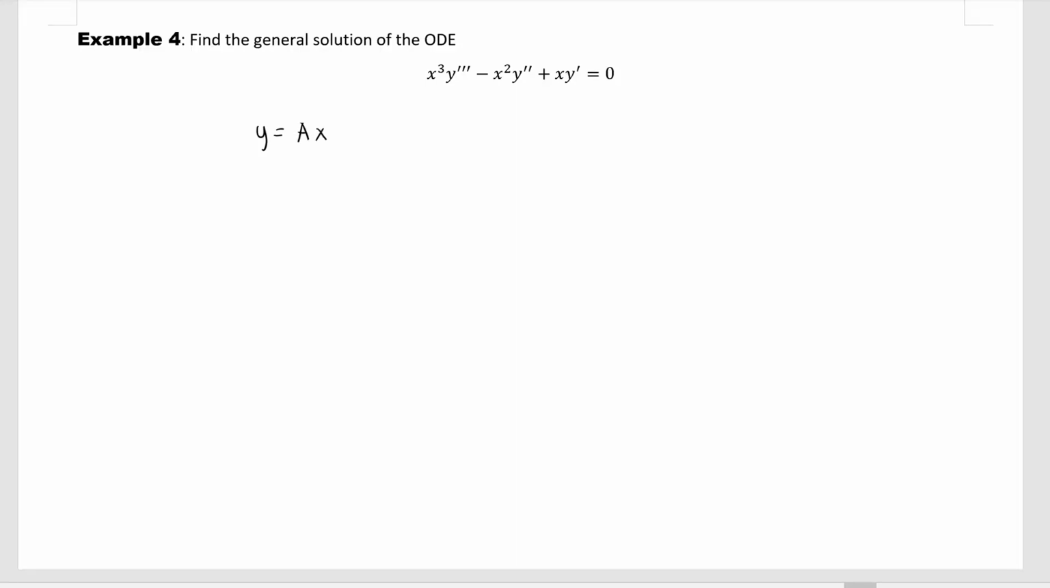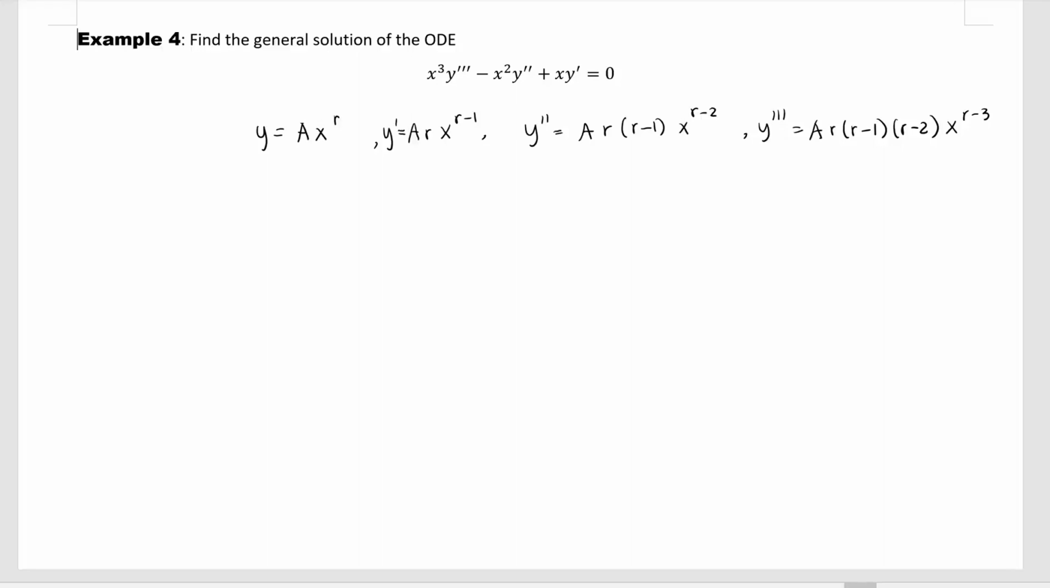So our solution looks like a times x to the r. So y prime is then a r x to the r minus 1. Y double prime is a r (r minus 1) x to the r minus 2. Y triple prime, the third derivative, is then a r (r minus 1)(r minus 2) times x to the r minus 3. Right?